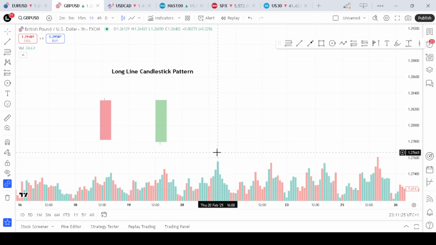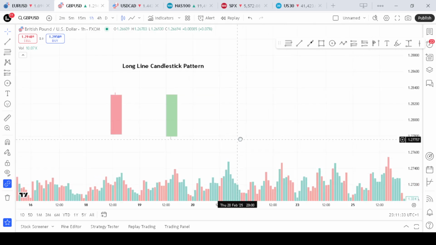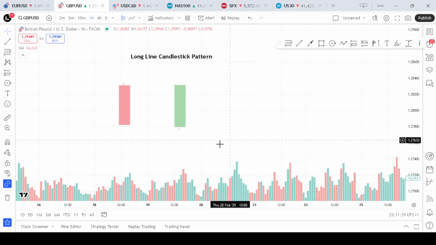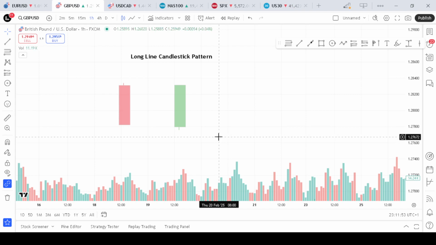In today's video, we're going to be talking about the long line candlestick pattern, a crucial element in technical analysis that can significantly enhance your trading strategy. This pattern is known for its ability to reveal price sentiment and potential price movements, making it an essential tool for any serious trader. Stick around until the end of this video to learn how to effectively identify any trade using this pattern, ensuring you have the knowledge to make informed and profitable trading decisions.